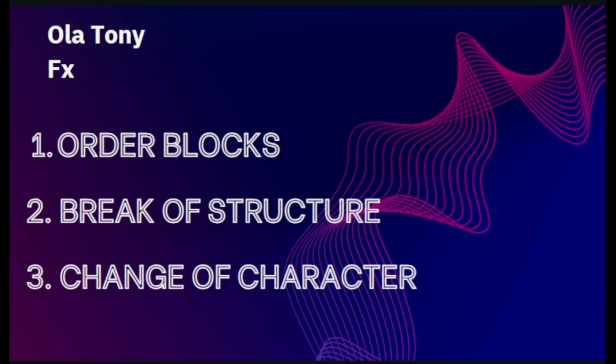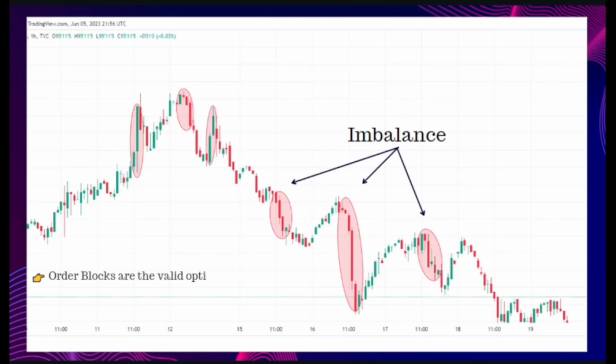Let's start with the order blocks. Order blocks are the optimized demand and supply zones. They form when a large amount of money enters the market, resulting in massive moves. In other words, where there is an imbalance between the buyers and the sellers.